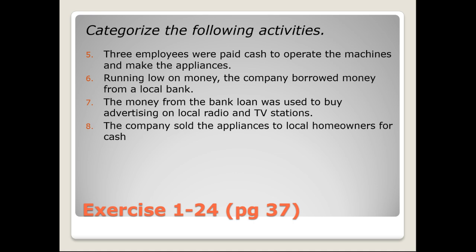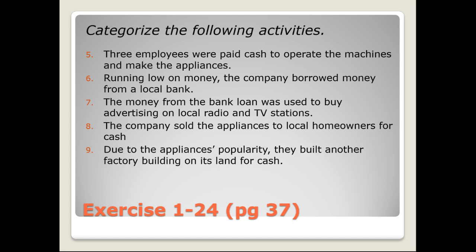The company sold the appliances to local homeowners for cash. They sold the appliances they made, and they made some cash. What kind of activity is this? Exactly. They made sales. They made revenue. That's operating. Due to the appliance's popularity, they built another factory building on its land for cash. What kind of activity was this? Yes, it was investing. They made another long-term asset.